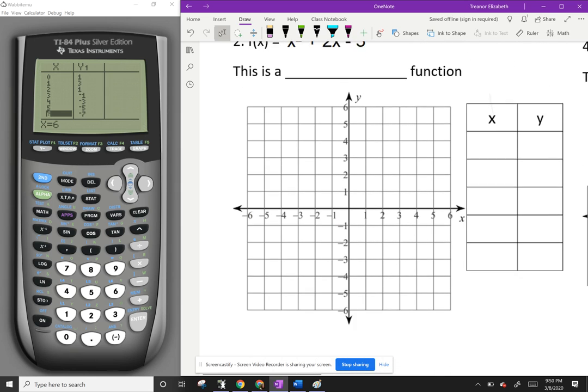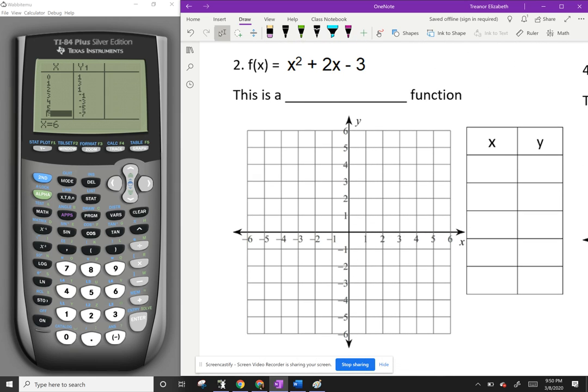Let's move on to example number 2. So if you're not sure what kind of function it is just by looking at the equation, that is okay. Simply start by just putting it into y equals. So we got x squared plus 2x minus 3. Second graph. And I'm going to go to my very first point I can graph.